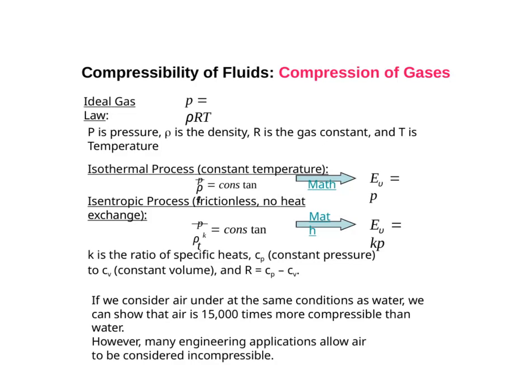Let's talk about how gases behave under different conditions. We use pressure, density, temperature, and the gas constant to describe these changes. In an isothermal process, temperature stays the same, so pressure and volume relate in a specific way. For an isentropic process, where there's no heat exchange or friction, the relationships shift, involving the ratio of specific heats. Interestingly, air is about 15,000 times more compressible than water, but in many engineering cases, we still treat air as if it's incompressible. This helps simplify calculations without losing accuracy.